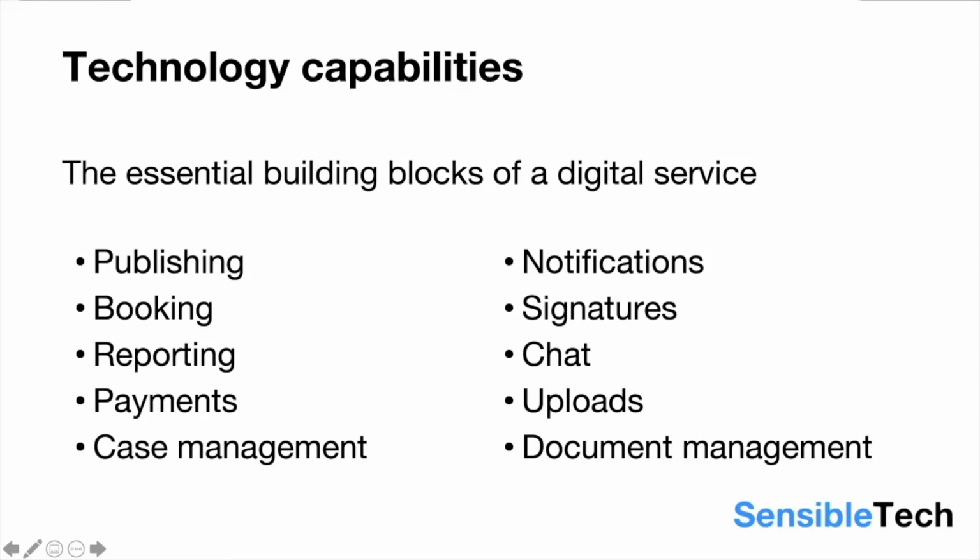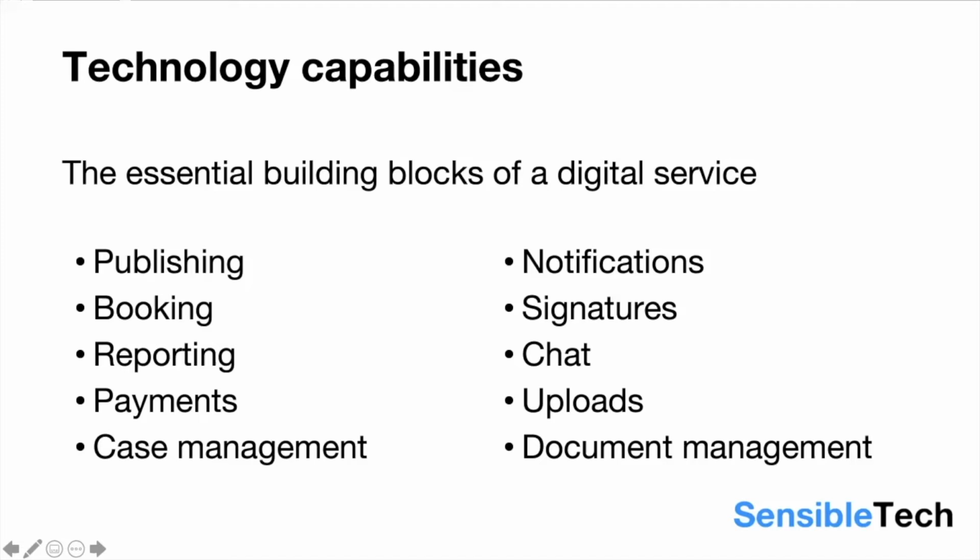Whether people want to pay for things, managing cases, sending notifications, whether it's by email or text, taking electronic signatures might be another one, things like web chat, people being able to upload evidence and documents, and the actual storage and management of those documents as well is another one. There are lots more, but these are some of the more common ones that we're talking about. So when we speak about technology capabilities, those are the kinds of things we're talking about.